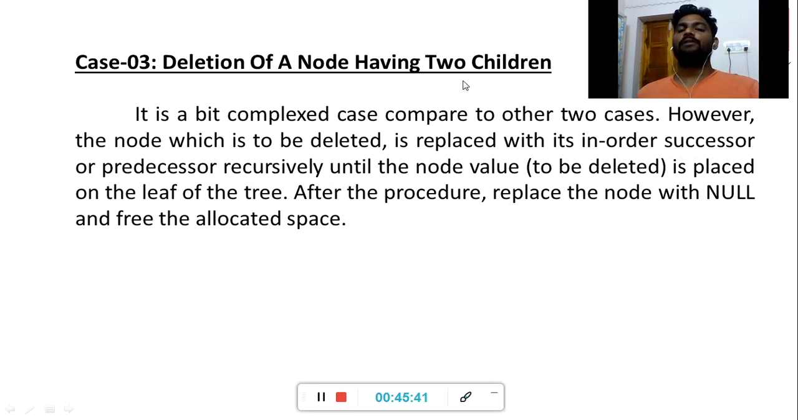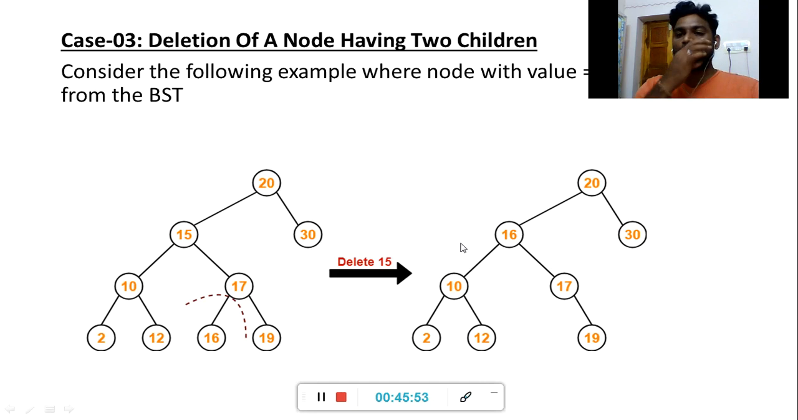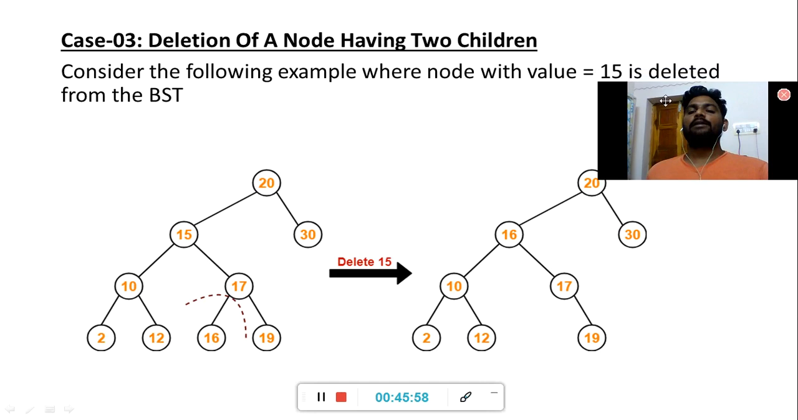How to delete a node having two children? In this case, the node to be deleted is replaced with the in-order successor or predecessor of the node. For example, consider the example where the node with value 15 is deleted from the binary search tree. Here 15 is a node having two children, one is 10 and another one is 17. How to delete? Replace the node with the in-order successor or predecessor of the node.